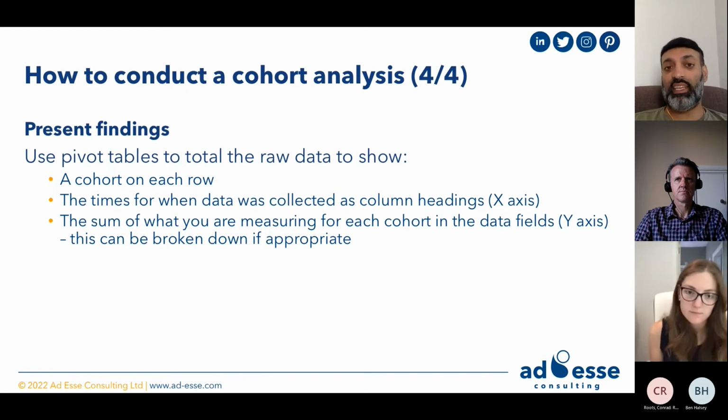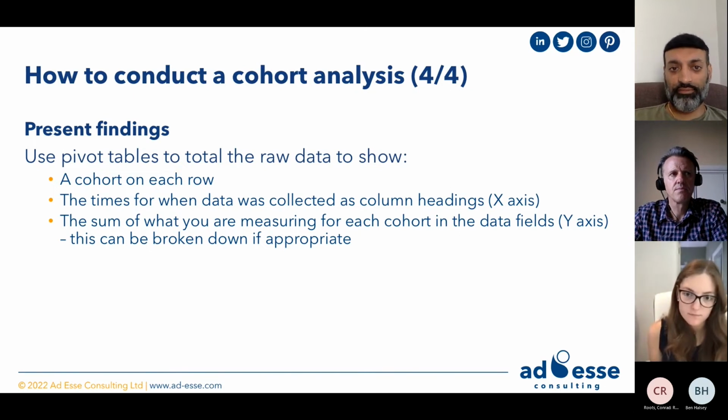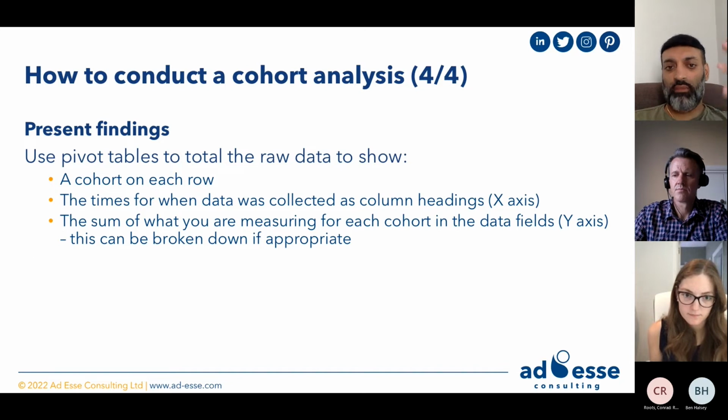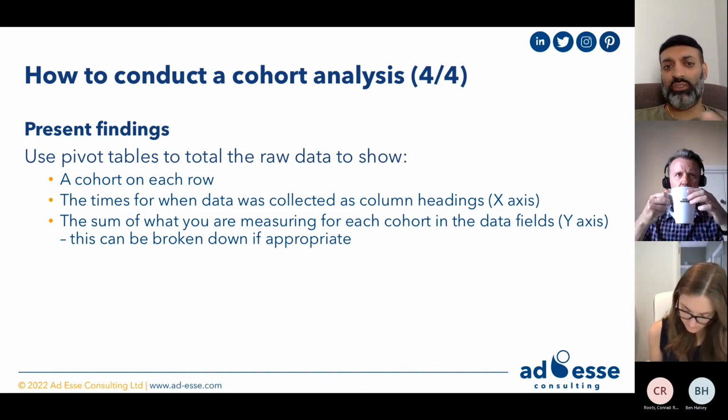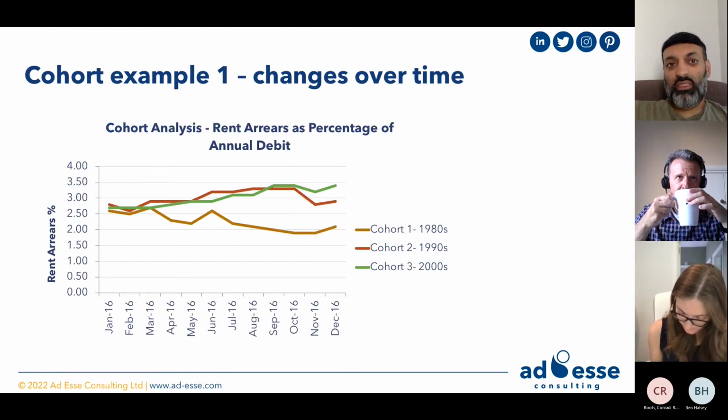And that might be the statuses that you're looking at. It might be the status at a time, but it's whatever you've decided is going to be the important factor. So the sum in the middle, of course, is going to be the data fields that are going to make up your y-axis. So it's usually the count of or the sum of that you're looking at there. And what you end up with, some examples of what you can end up with.